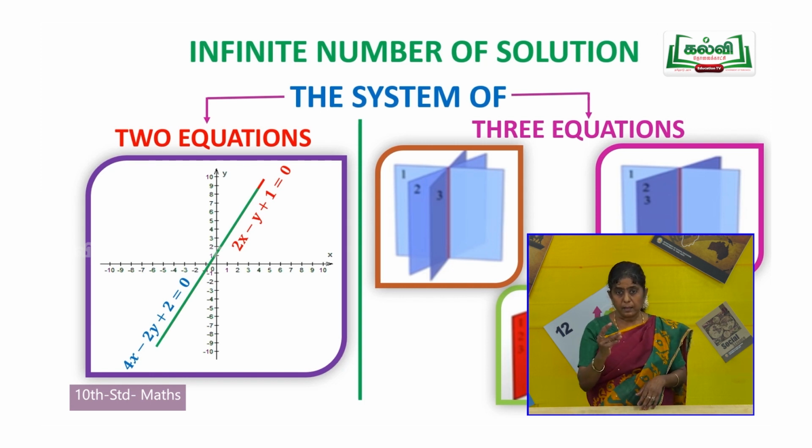Look at the third one. Sometimes all three planes lie on one another. In that case, the points of contact are infinitely many. So it should have an infinite number of solutions.